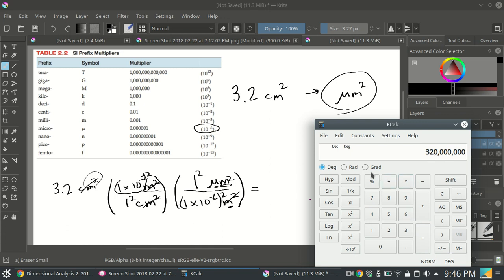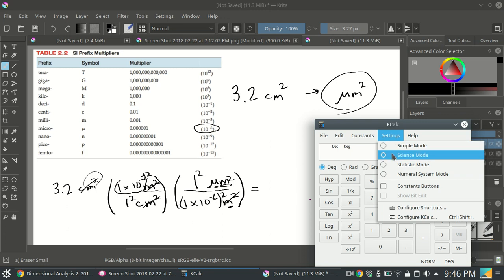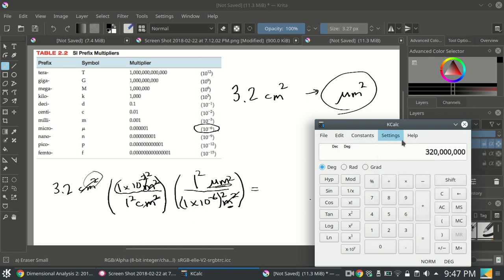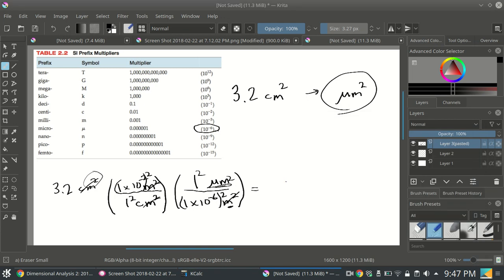I can put this in scientific notation. I don't know how to make my calculator do scientific notation for me, but there is a way to get your calculator to do scientific notation. If you figure it out, that gives you an advantage on the quiz because you don't have to do it yourself. But I'm going to do this by myself. So I'm going to say 3.2 times 10 to the 8th. So my answer here is 3.2 times 10 to the 8th micrometers squared. That's how you use this table.